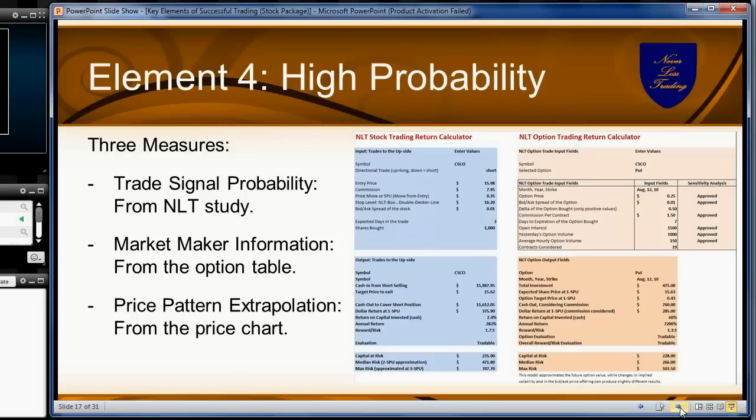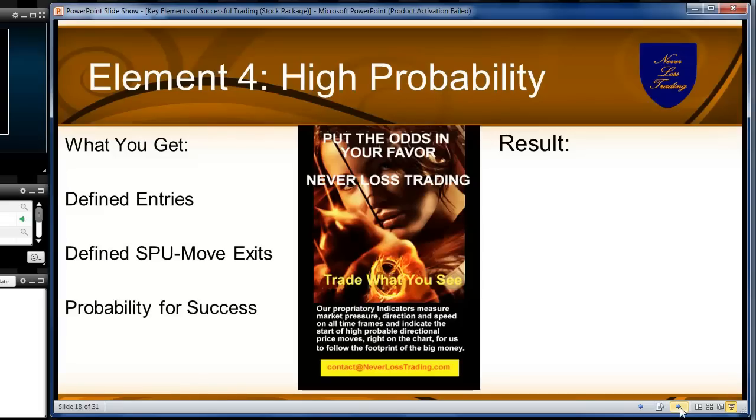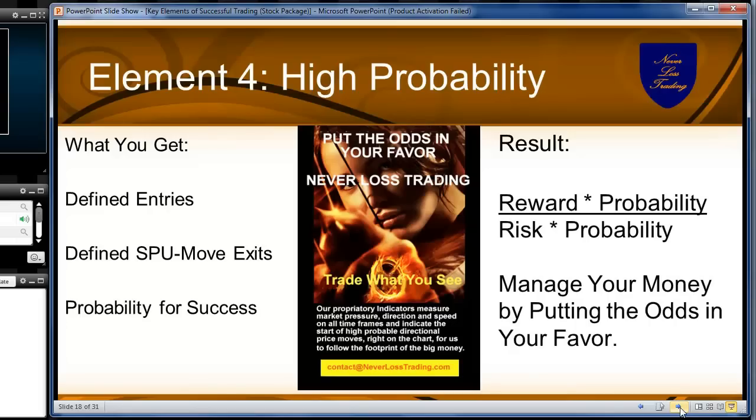We pick a different one where we make double the income, and we have clear guidelines of what the probability for success has to be, and I'll show you how it's calculated and how much gain we want to make at minimum. So high probability is the name of our game, and we want to put the odds in our favor and shoot in the right direction, with defined entries and defined SPU moves as exits, high-probability trades. We put them all in relation between the risk and the reward, and within that we manage to put the odds in our favor.